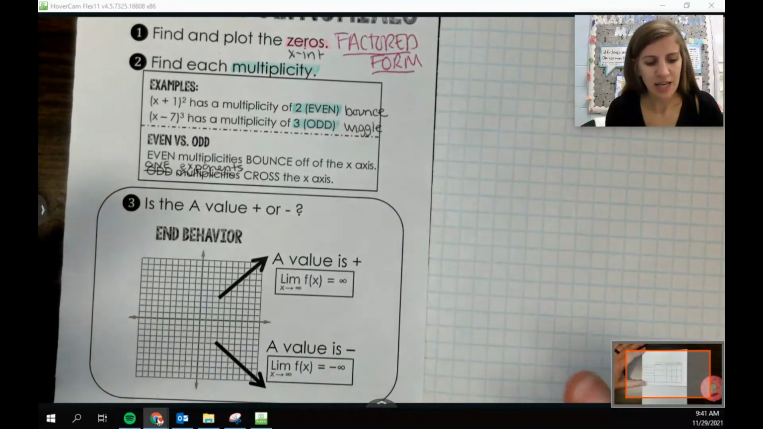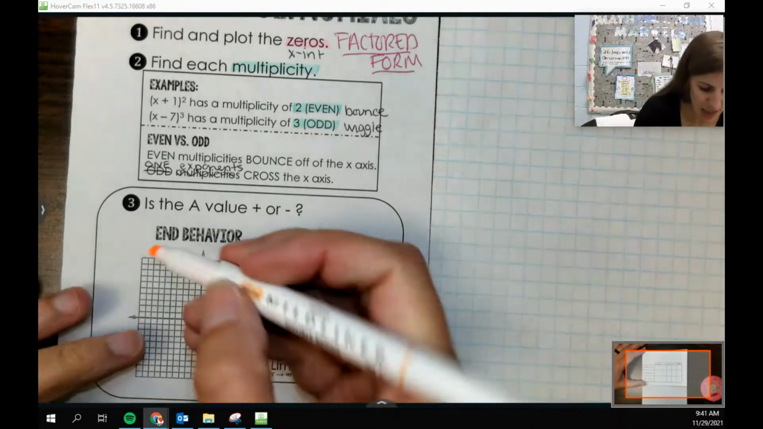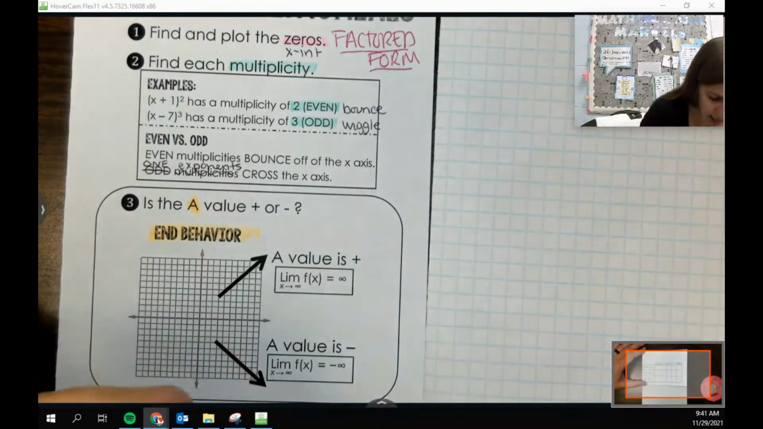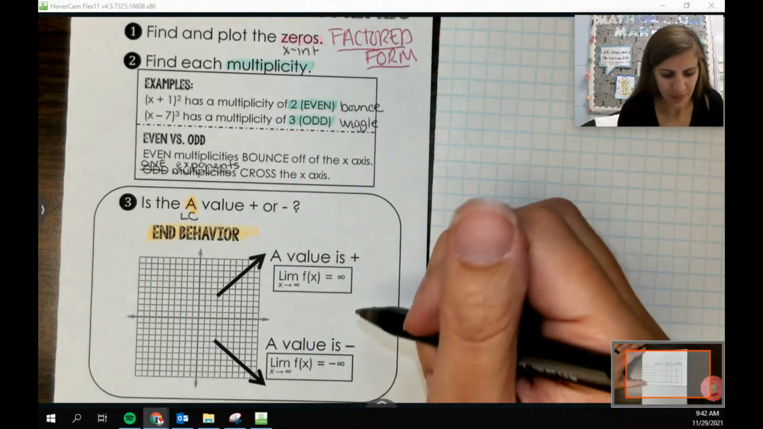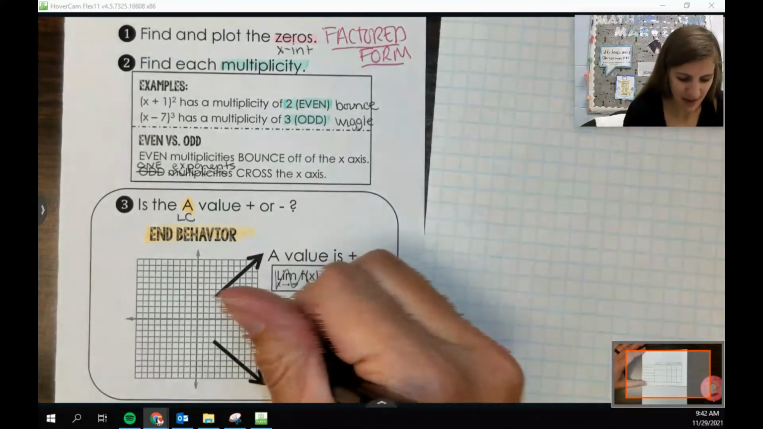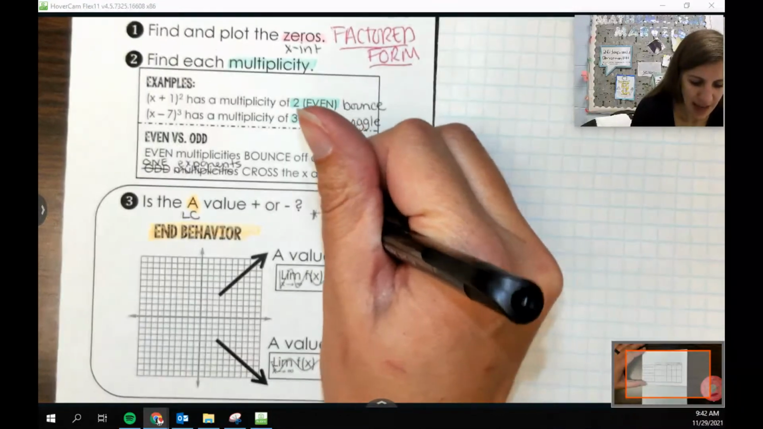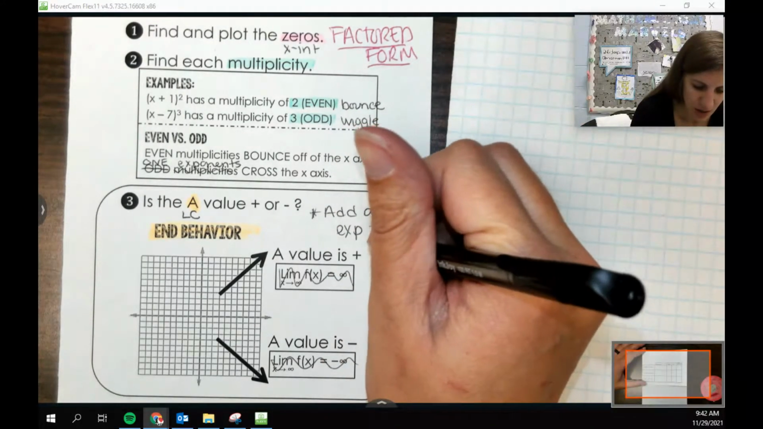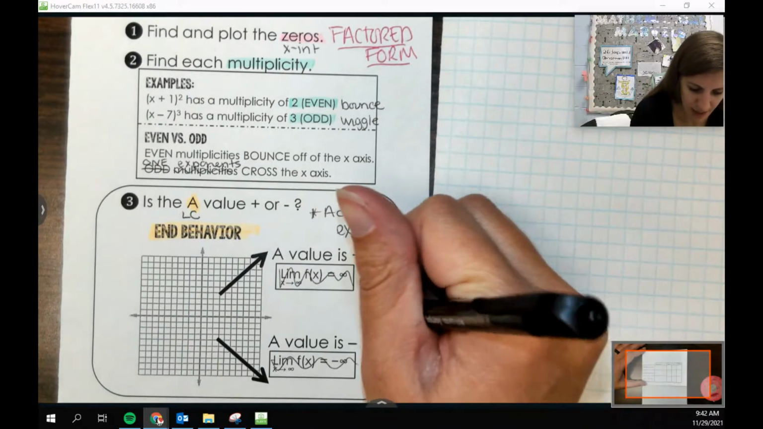Now the next part here is we have to think about our end behavior. So this is all of our end behavior stuff. And when we think about our end behavior, A is that leading coefficient. Like, are we positive or negative? Don't worry about all this limit stuff. That's some pre-calc stuff. If you want to cross it out because it's scary, you can. But also you have to add all exponents to see if even or odd.